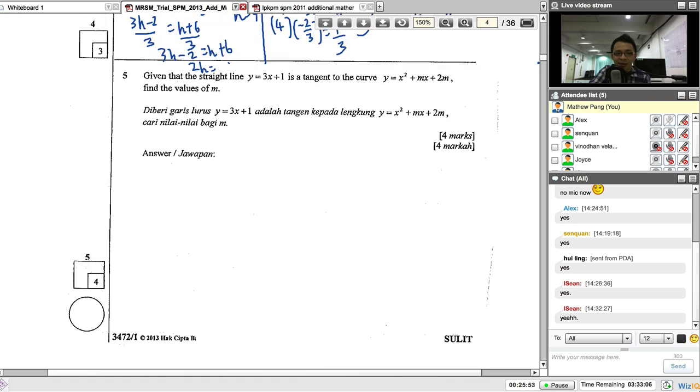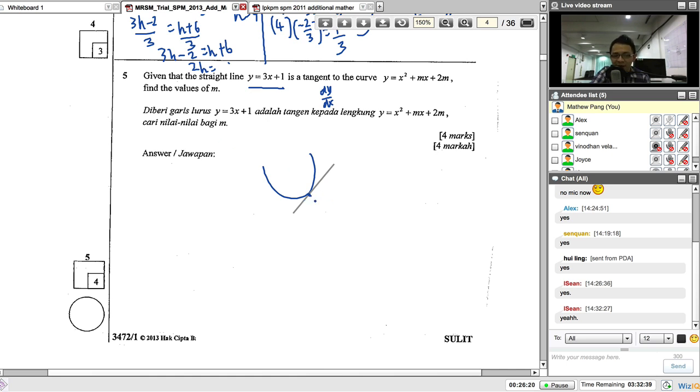Alright, this one is what? The straight line y equals 3x plus 3 is tangent to the curve. When I say tangent to the curve, most of the time I will link to dy dx, because tangent to the curve means they will have the same gradient. I explained in my last video before. Tangent means the curve and the line intersect at one point. We call it the tangent point.